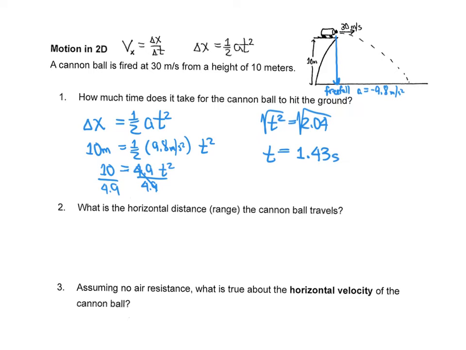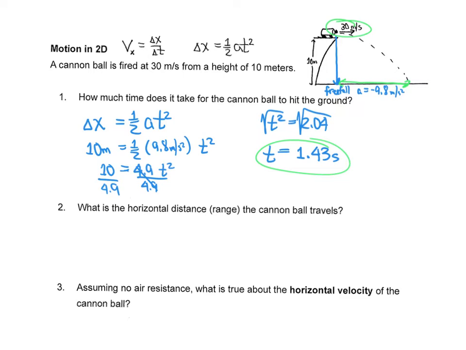All right, what's the horizontal range? How far will the ball travel this way? There's my range. We'll do it in green, I guess. How far out are we going to go if we're traveling at 30 meters per second for 1.43 seconds? Keep in mind, the horizontal velocity of a projectile is constant, assuming no air resistance.